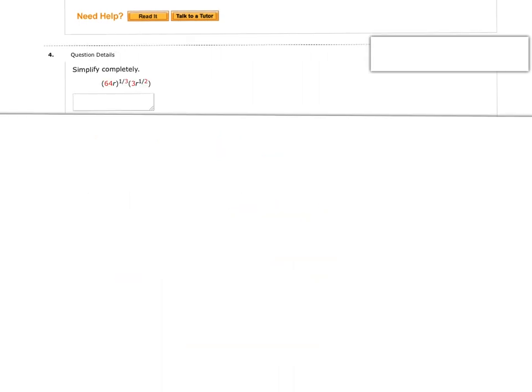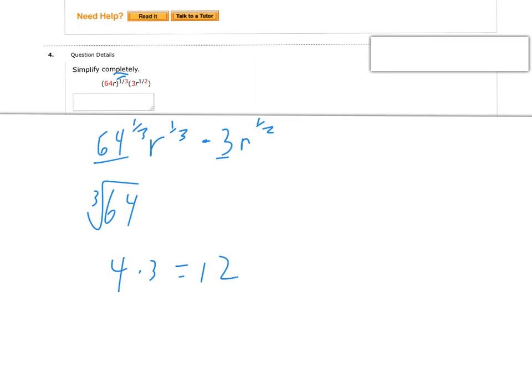All right, next up, we're going to send this exponent into the parentheses. So we got 64 to the 1/3, and then r to the 1/3, times 3 times r to the 1/2. I can't really multiply these yet because I have to do this as the cube root of 64, which is 4. Then I can do 4 times 3, which is 12, so that's my coefficient. For the r's, I have to add their exponents, so 1/3 plus 1/2. That requires a common denominator, so 2 out of 6 plus 3 out of 6 is 5 out of 6. So I got 12 times r to the 5 over 6 power.